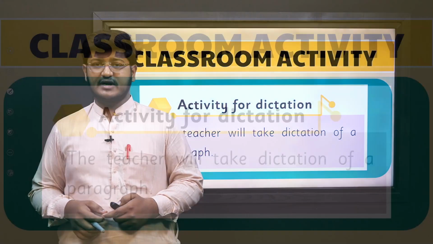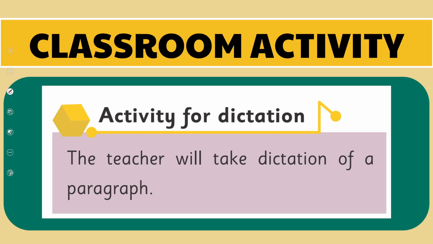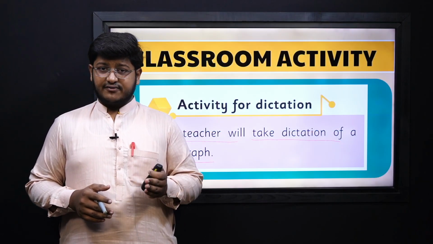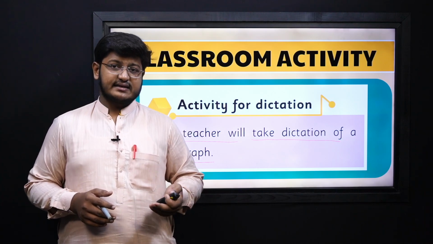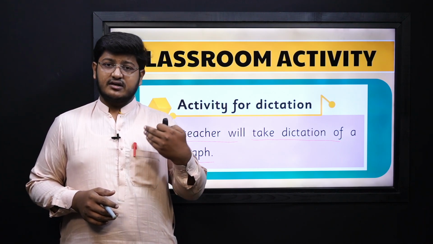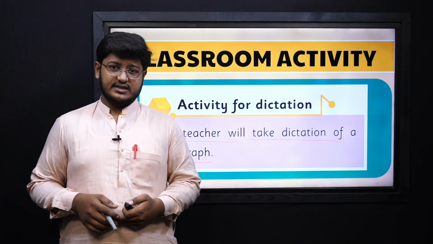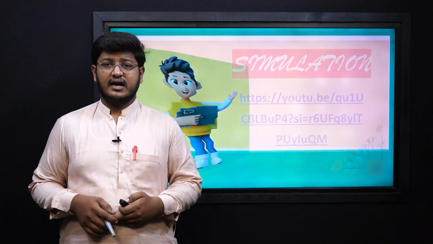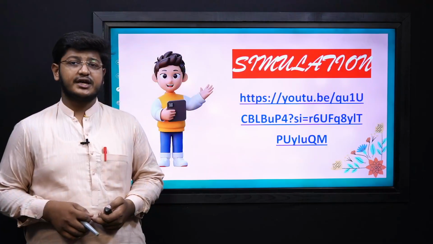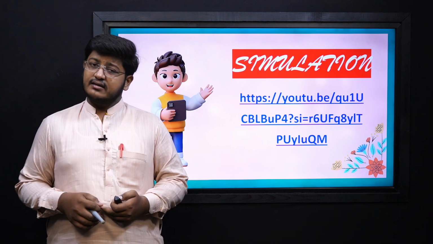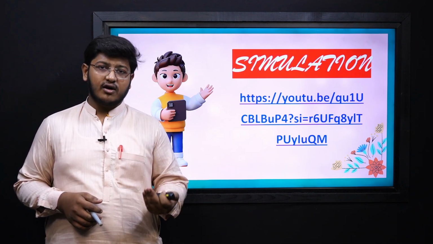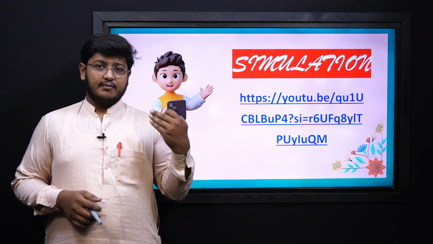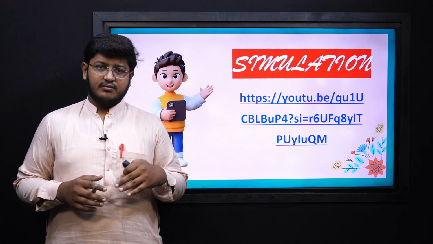So here is the classroom activity. You have to take dictation. The teacher will dictate a paragraph, so you have to write the paragraph. Firstly, read the chapter carefully, identify the spellings, memorize the spellings, and then write when your teacher is dictating. Let's go further. We have a simulation link. Go through this simulation to understand the SLO in a better way, to make your understanding of the SLO more compact.